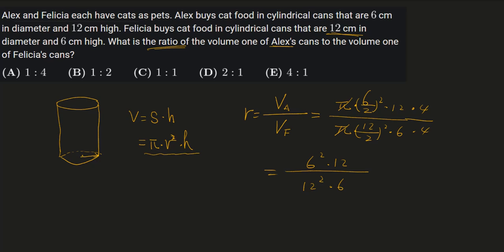Let's do the cancellation. There are a lot of common factors. So 12 squared cancels with this 12, and the 6 cancels with this 6 squared, and then 6 cancels with 12 again. So we have a 2 on the bottom left. So that is a half. Therefore, the final answer is 1 to 2. That's B. B is our choice.